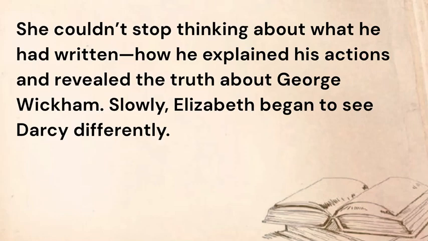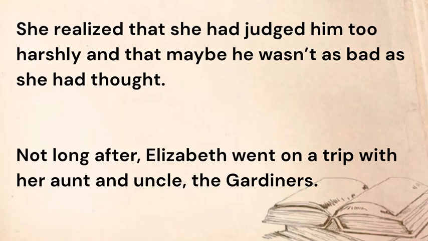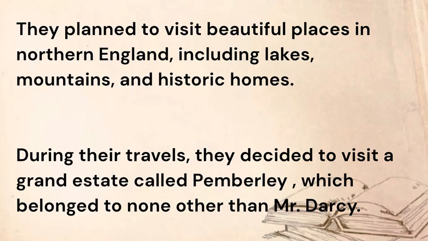Slowly, Elizabeth began to see Darcy differently. She realized that she had judged him too harshly and that maybe he wasn't as bad as she had thought. Not long after, Elizabeth went on a trip with her aunt and uncle, the Gardiners. They planned to visit beautiful places in northern England, including lakes, mountains, and historic homes.